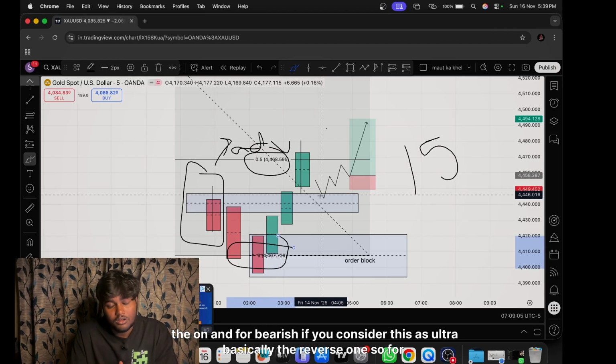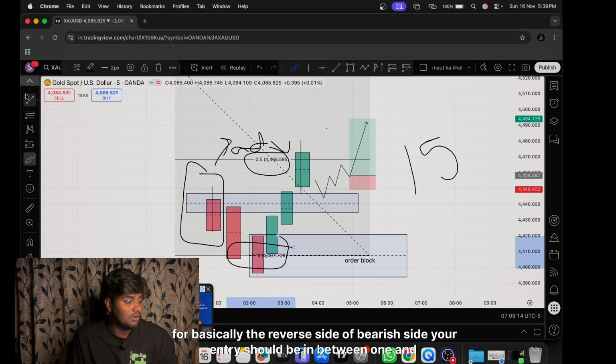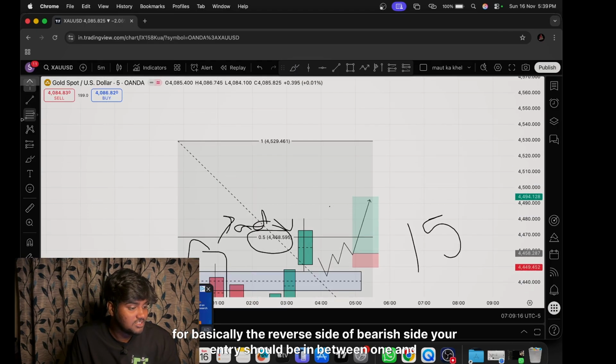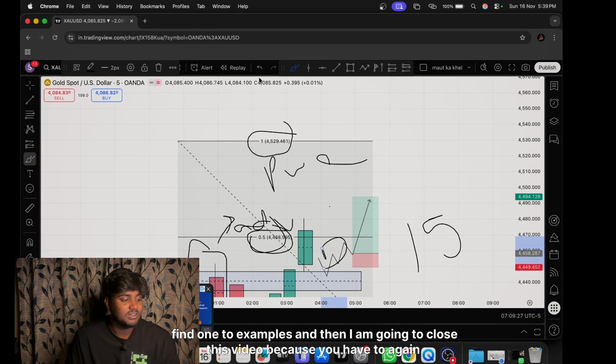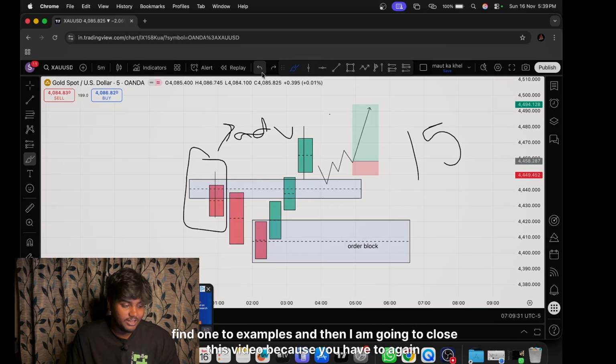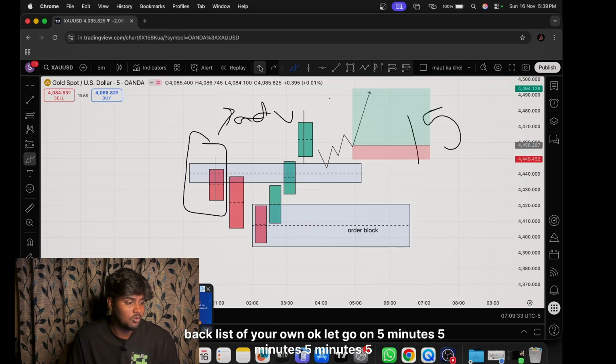And for bearish, if you consider this as the opposite, basically the reverse one, on the bearish side your entry should be in between 1 and 0.5. That is basically the premium level, and this is the discounted level. Okay, now let us find one or two examples, and then I'm going to close this video, because you have to backtest on your own.